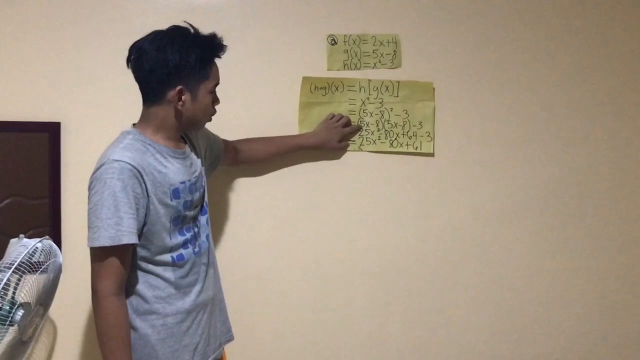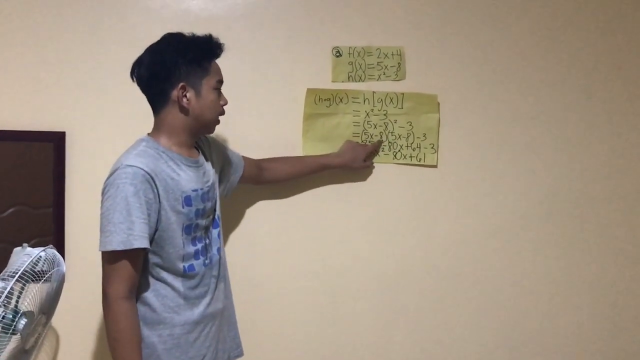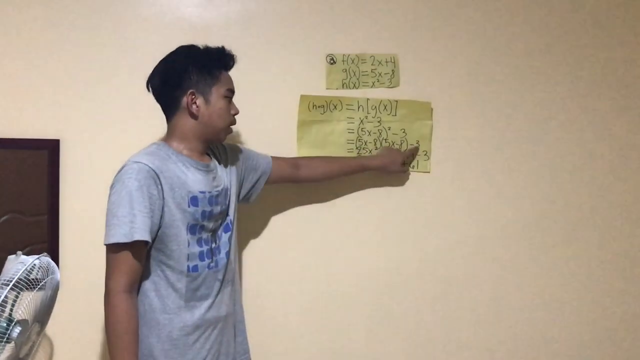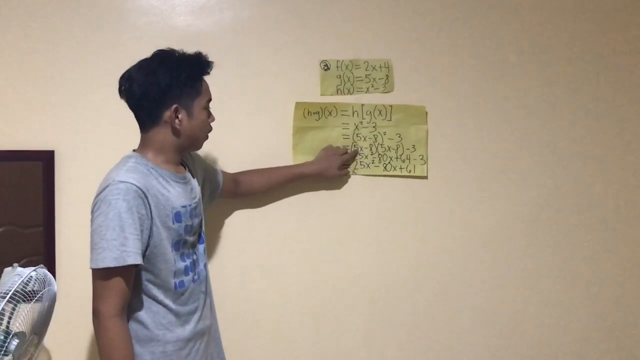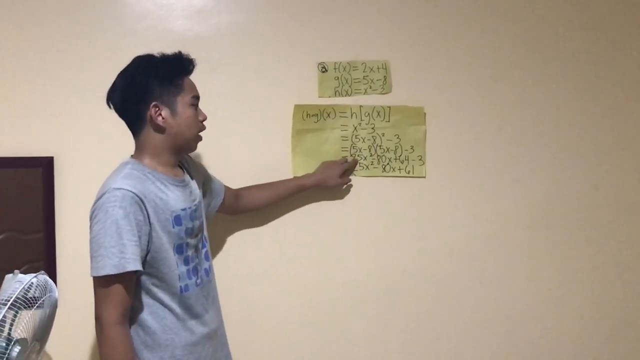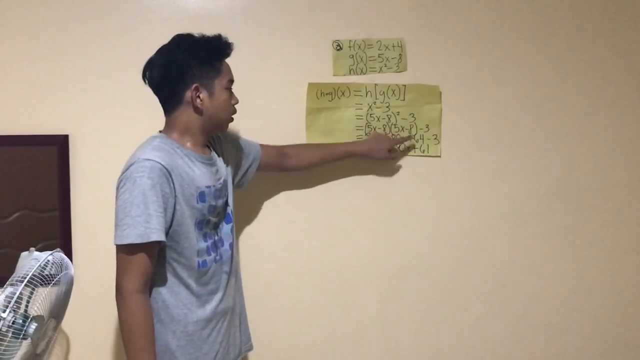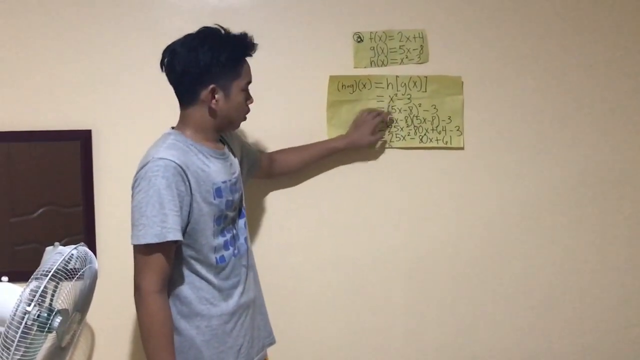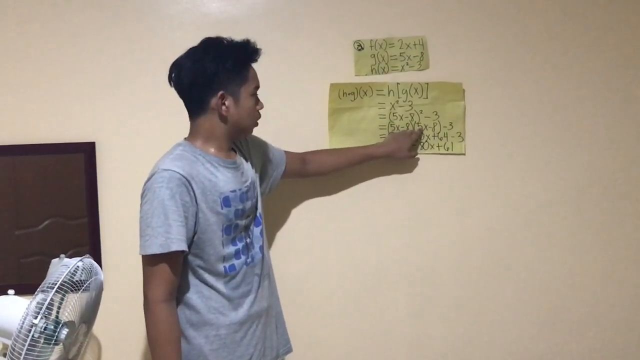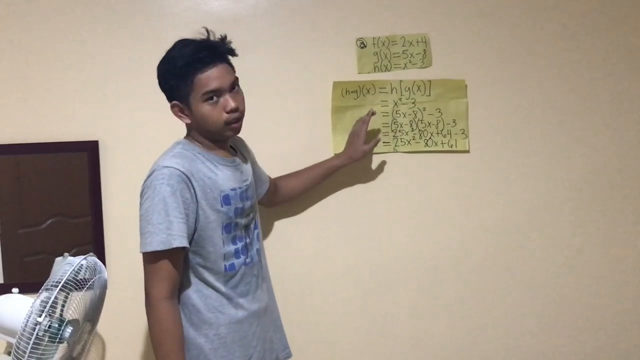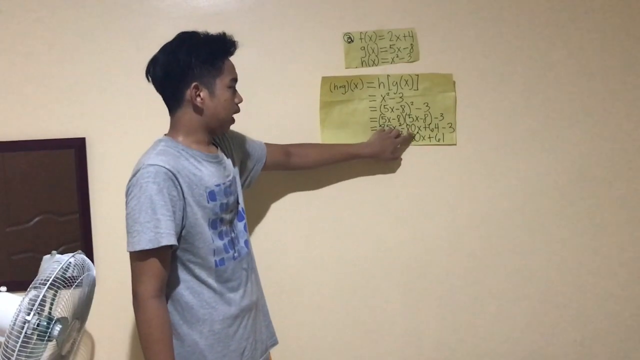And then here, you should do it like the arrangement of the FOIL method, which is 5x minus 8 and then 5x minus 8, minus 3. And then here, you should do the FOIL method. 5x times 5x is 25x squared. And then here, 5x times negative 8 is negative 40x. And then negative 8 times 5x is negative 40x. So negative 40x plus negative 40x is negative 80x.